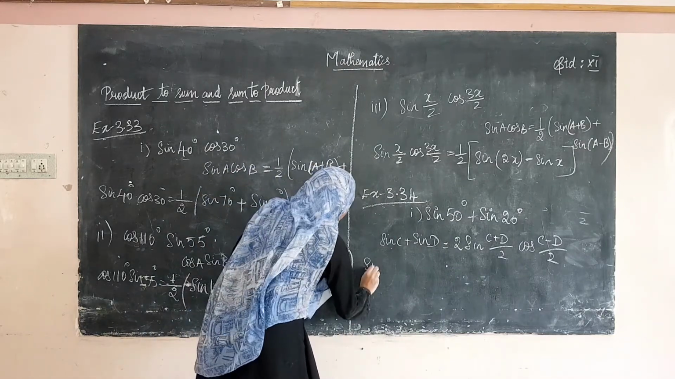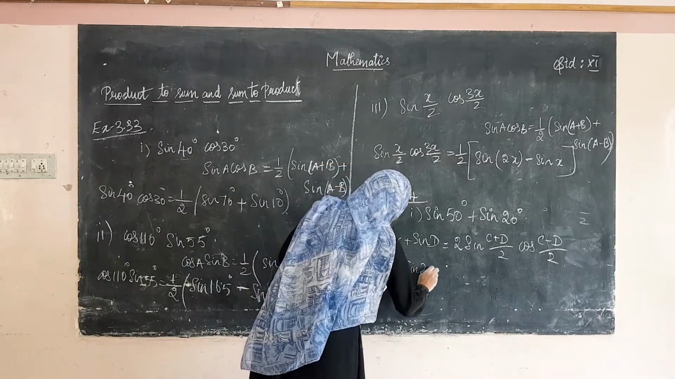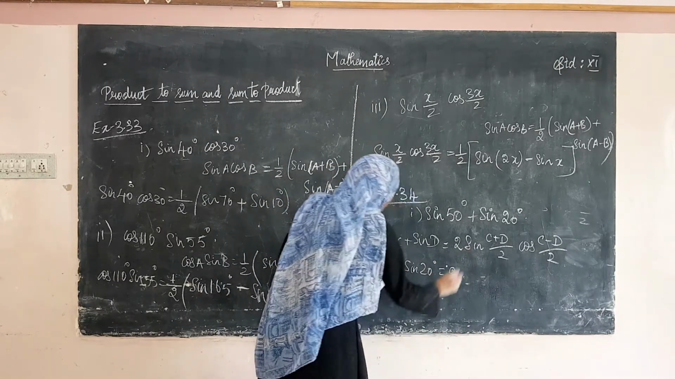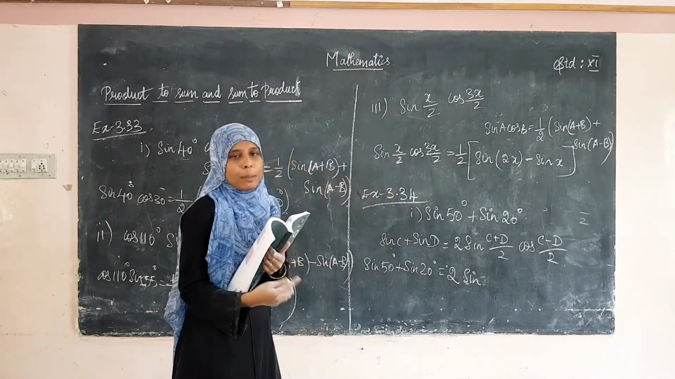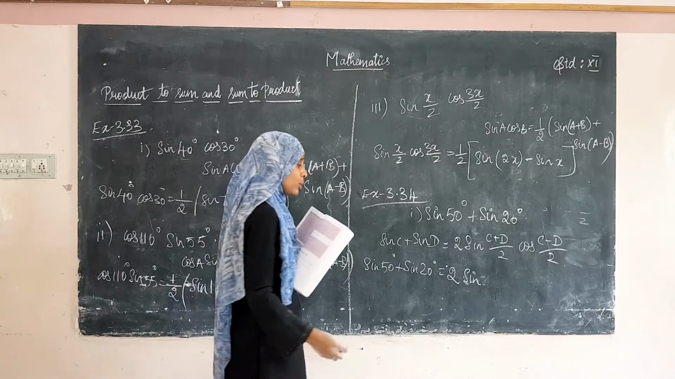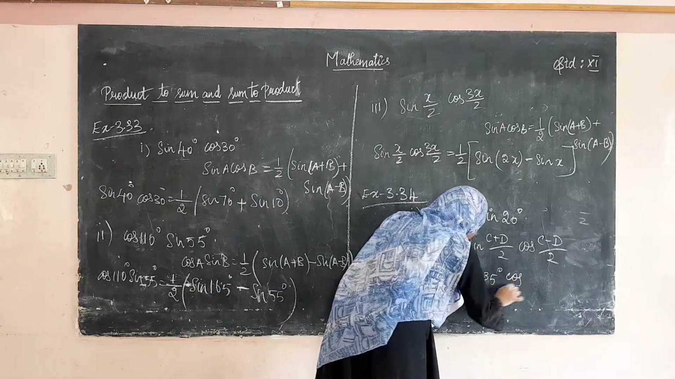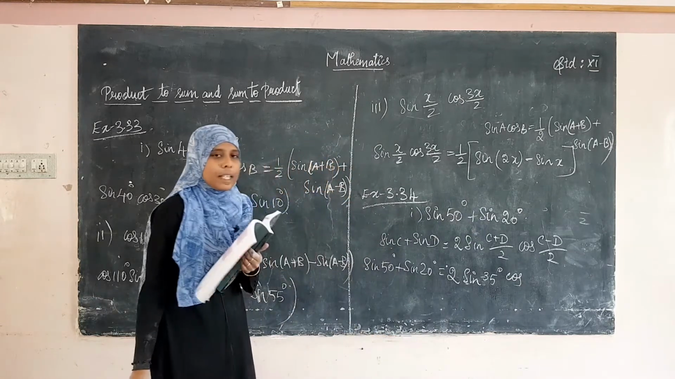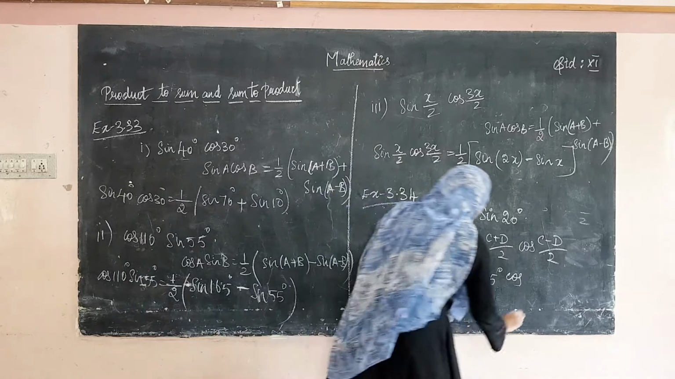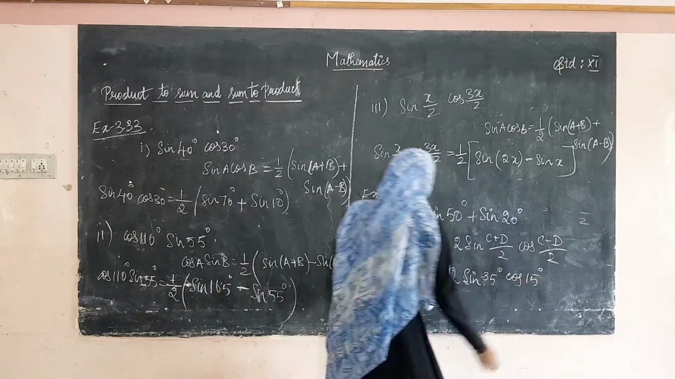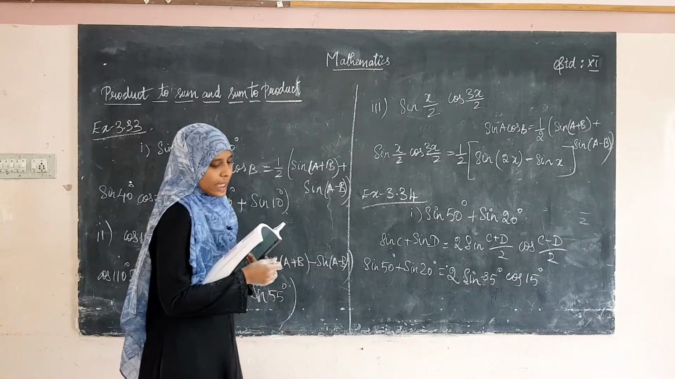So sin 50 degree plus sin 20 degree is equal to 2 into sin 50 plus 20 divided by 2. 50 plus 20 is 70. 70 divided by 2 is 35 degree and cos C minus D divided by 2. 50 minus 20 is 30. 30 divided by 2 is 15 degree. Got the answer? 2 into sin 35 degree cos 15 degree.